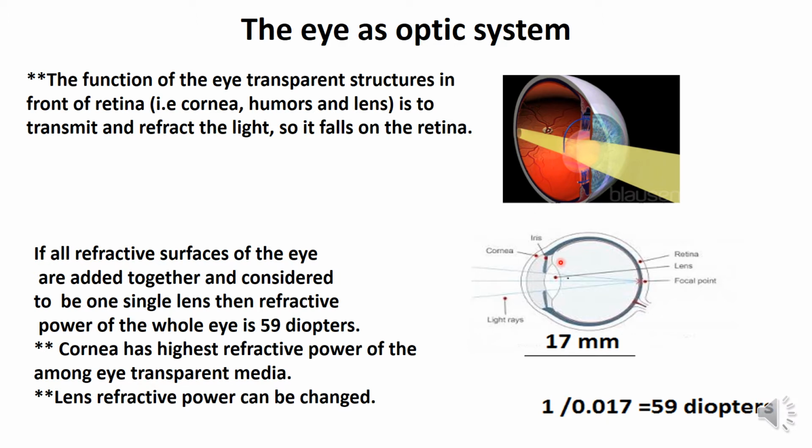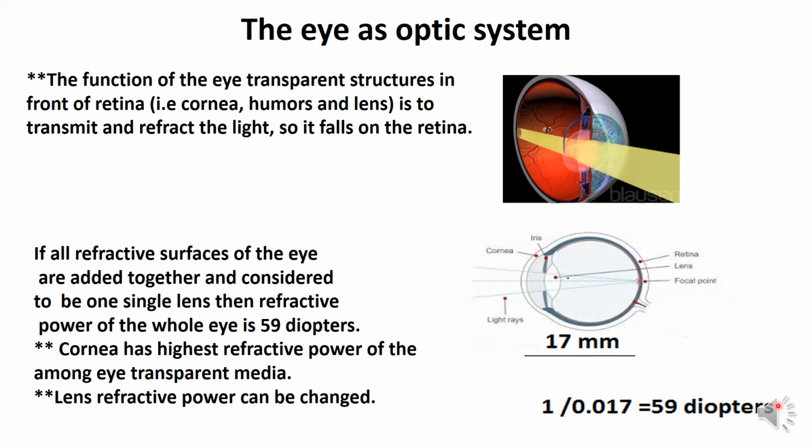If we take all these structures and consider them as one single lens to measure the refractive power of the eye, we apply the law of diopter. If you remember, the diopter equals 1 over the focal length in meters. The distance from here to here is almost 17 millimeters. So if we divide 1 over 0.017, it gives you 60 diopters. This is the total refractive power of all transparent media of the eye.